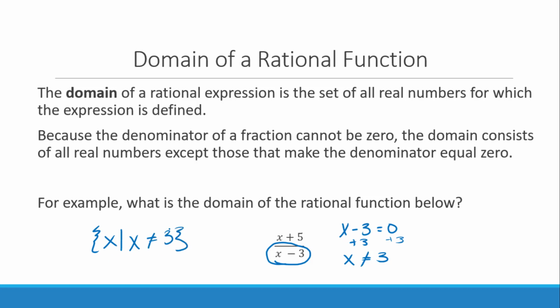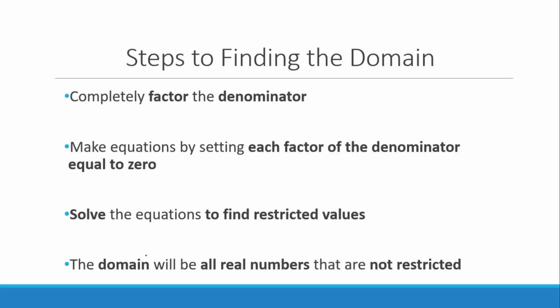What this means, this set notation, is basically telling your reader that x could be anything under the sun. It could be negative 1,000, it could be 5, it could be 100, it could be 1,000,000. But the one number it can't be is 3.